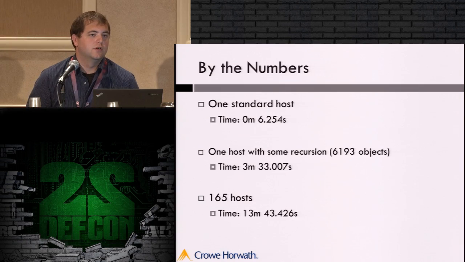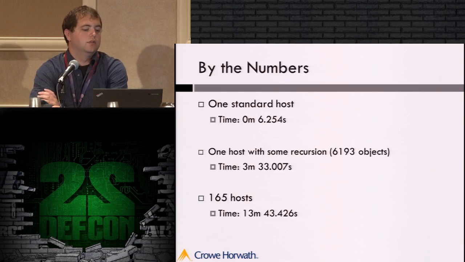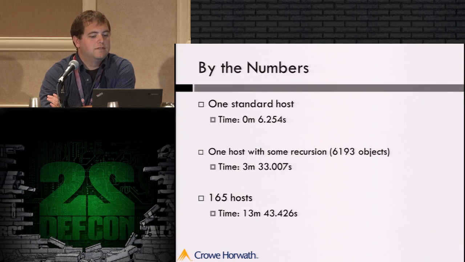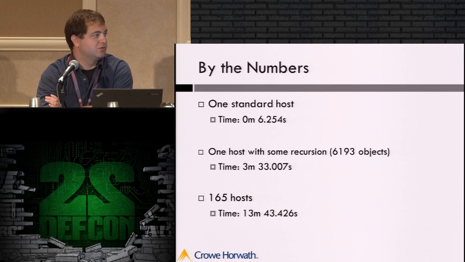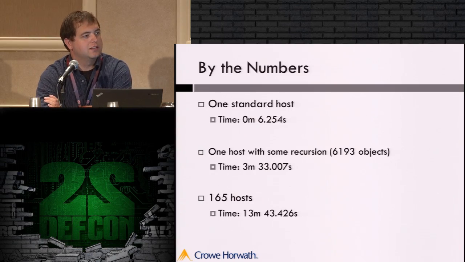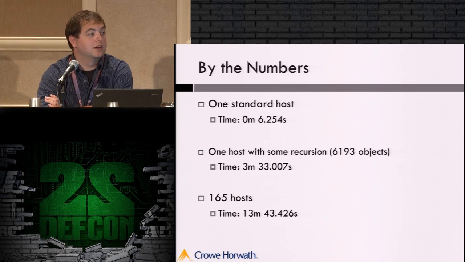So by the numbers. Right now, this is some of the numbers we pulled with the current version, just to see how fast it runs. It takes about 6 seconds for a standard host, and that includes Samba warming up, the tool warming up, and giving you a little bit of a pause so that if you type the password wrong, you can Control-C before you lock everything out. One host with some recursion for about 6,200 objects takes about 3, 3.5 minutes. This isn't quite as fast as we'd like it to be, and we'll talk about some ways we're going to try to make it faster, but from what we were doing, it's still much quicker.